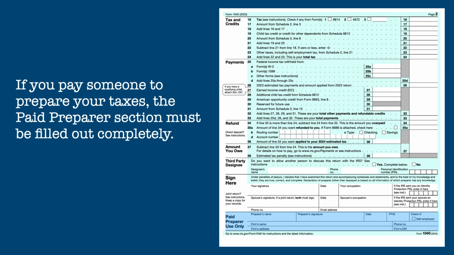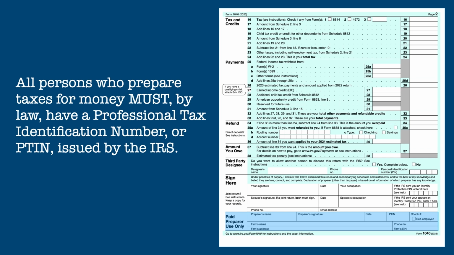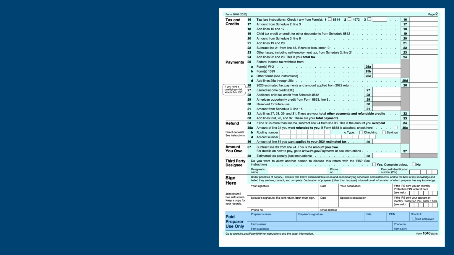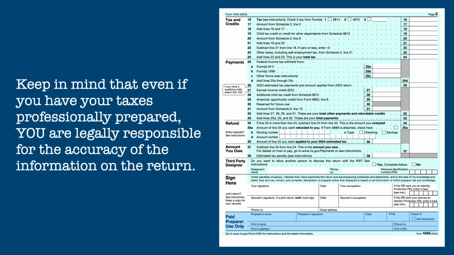If you pay someone to prepare your taxes, the Paid Preparer section of Form 1040 must be filled out completely. All persons who prepare taxes for money must, by law, have a Professional Tax Identification Number, or PTIN, issued by the IRS. If you pay someone to do your taxes and they refuse to fill out this section of the return, do not allow them to file your return. And please keep in mind that even if you have your taxes professionally prepared, you are legally responsible for the accuracy of the information on the return.